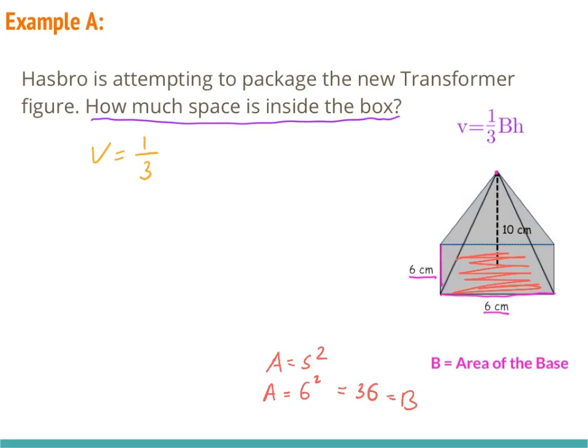So let's plug that into our formula now. Our big B is 36. And taking a look at our shape here, we see that our height is 10. So we're going to plug that in. Now, since this is multiplication, we could just multiply these numbers all together. 1/3 times 36 times 10. And when we do that, we get 120. Now, remember, we need to label our answer. So we're talking about centimeters here. As we can see, our entire picture has centimeters. And since we're talking about volume, we know that means cubed. So how much space is inside our box? 120 centimeters cubed.